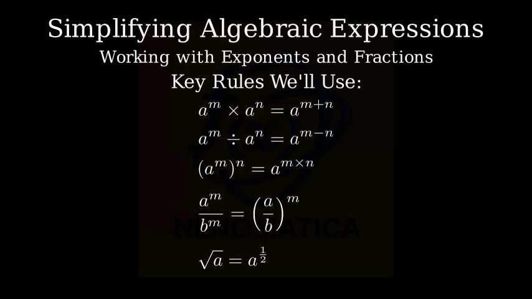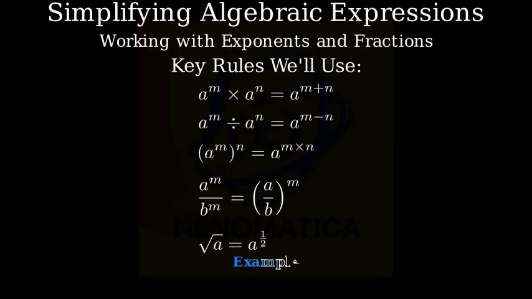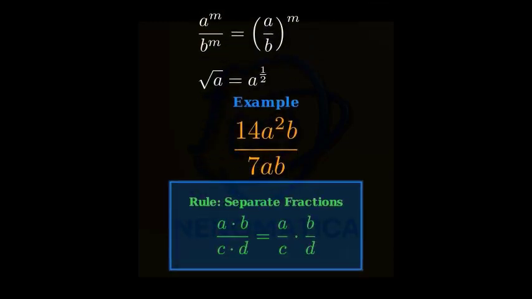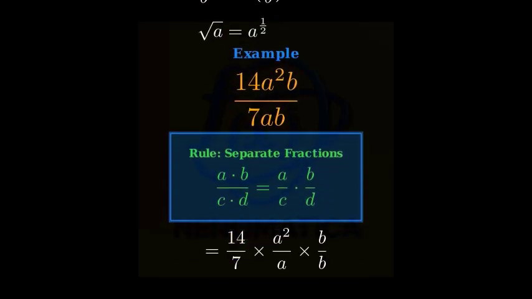We need to simplify the expression 14a squared b divided by 7ab. To solve this, we'll try to separate the numerical coefficients from the variables and then simplify each part separately. First, let's rewrite this as a product of fractions. We get 14 over 7 times a squared over a times b over b. Now, we simplify each fraction.